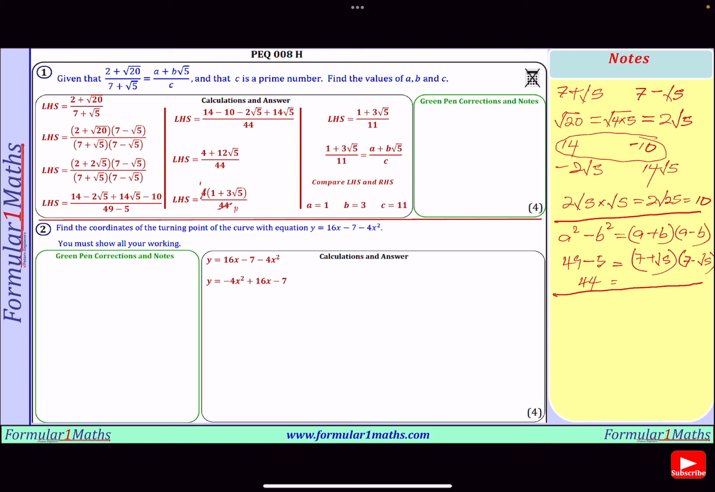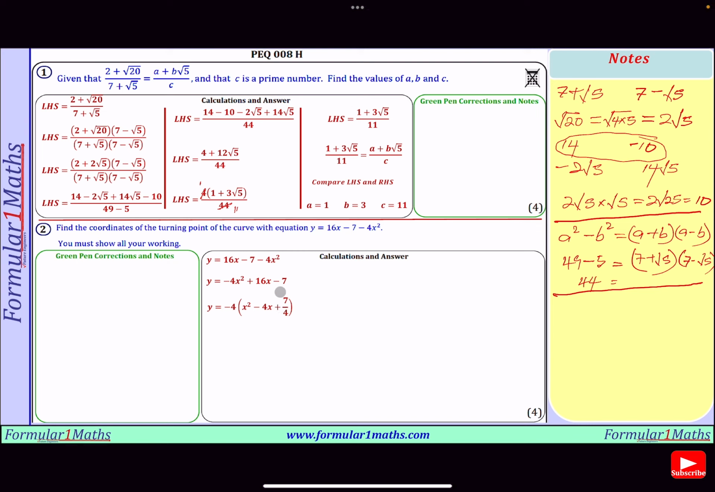I need to complete the square for this quadratic equation. I will need to factorize minus 4 out. And so if I do that, I'm going to get minus 4 brackets x squared minus 4x, because minus 4 times minus 4x gives plus 16x, and similarly minus 4 times 7 over 4 gives minus 7.